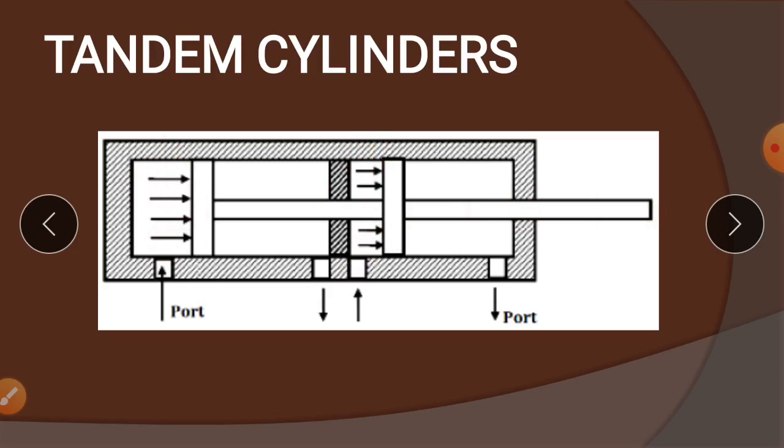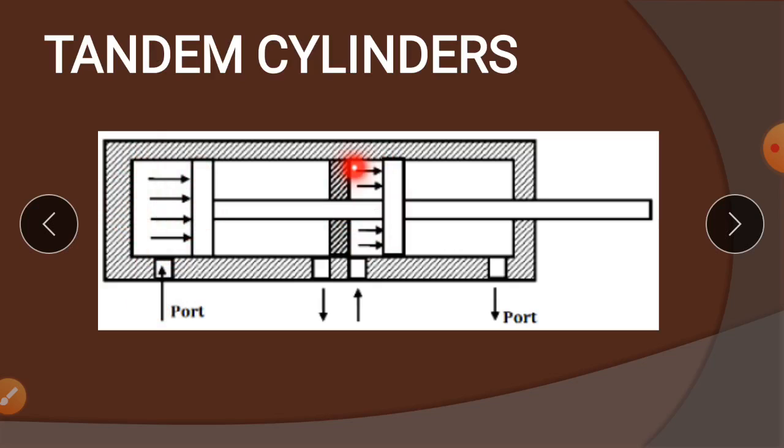But if you want more force output, what do you have to do? You have to increase the pressure here. But there is some limitation for one cylinder. You can't cross that limit to increase the pressure. But if you want to increase the force another way, you can use these tandem cylinders. If you have two pistons, the two ports will supply the fluid at these two ends.